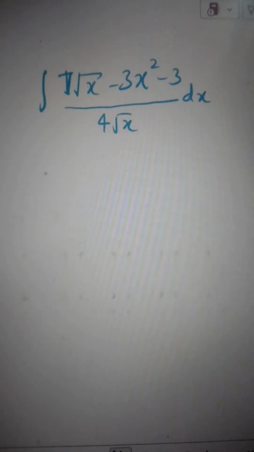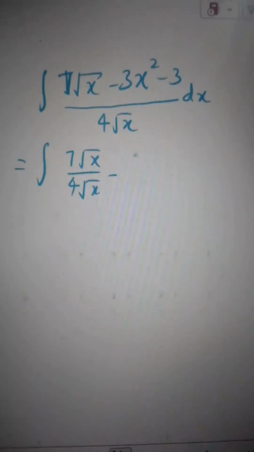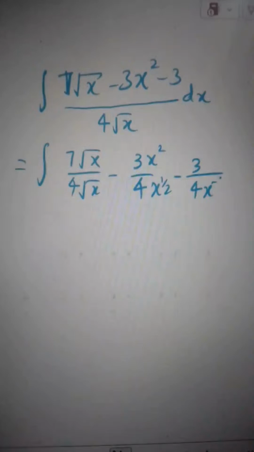How can we do this kind of fraction? We usually break the fraction: 7x square by 4 square root x minus 3 by 4 square root x. Square root x can be written as x power 1 by 2. Square root x is x power 1 by 2. And then these two same values, numerator and denominator, cancel each other. So here it is integration of 7 by 4 under dx.